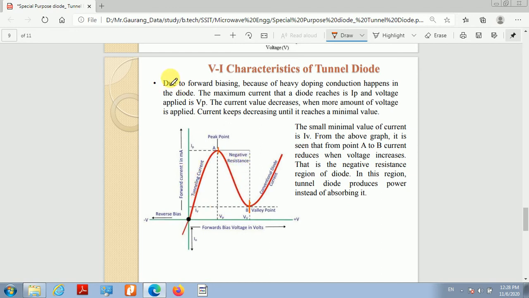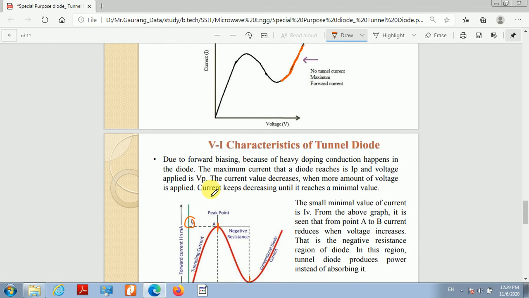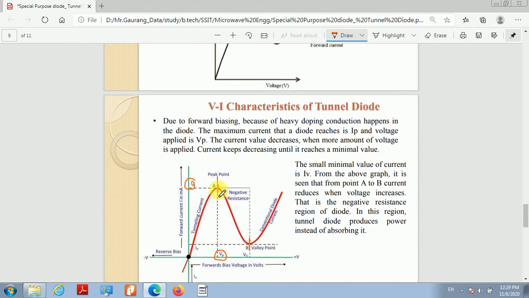So due to the forward biasing and because of the heavy doping, the conduction happens in the diode and the maximum current is denoted by IP, which is known as the peak current. Okay, and the corresponding voltage is known as the peak voltage, that is VP. But as we increase the voltage further and further, the diode current starts to decrease, as we apply more voltage.